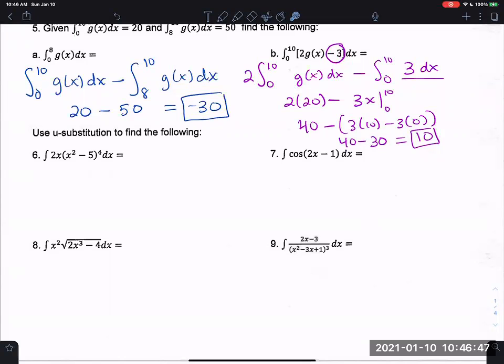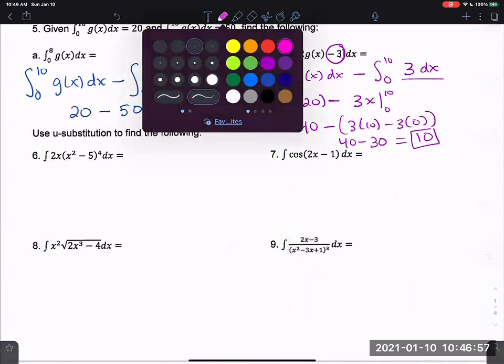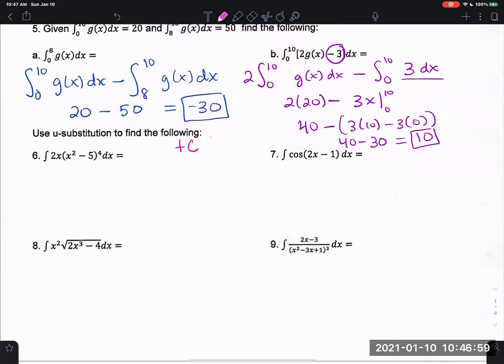So two things to note before we start. Right now, we are doing problems that are not definite integrals. All of these answers will require a plus C because these are all indefinite integrals. All right, so just make note of that. Okay, we need a plus C on all of these 4 problems in particular.